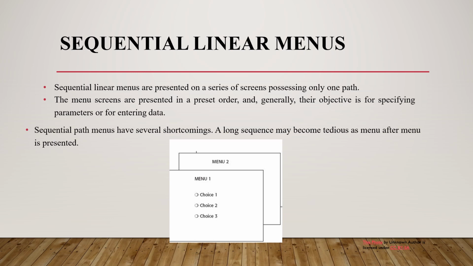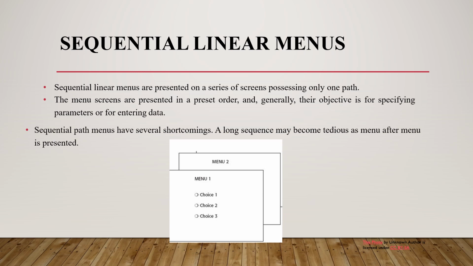Sequential linear menus are presented on a series of screens possessing only one path. The menu screens are presented in a preset order, and generally their objective is for specifying parameters or for entering data. Sequential path menus have many shortcomings, as a long sequence may become tedious as menu after menu is presented.